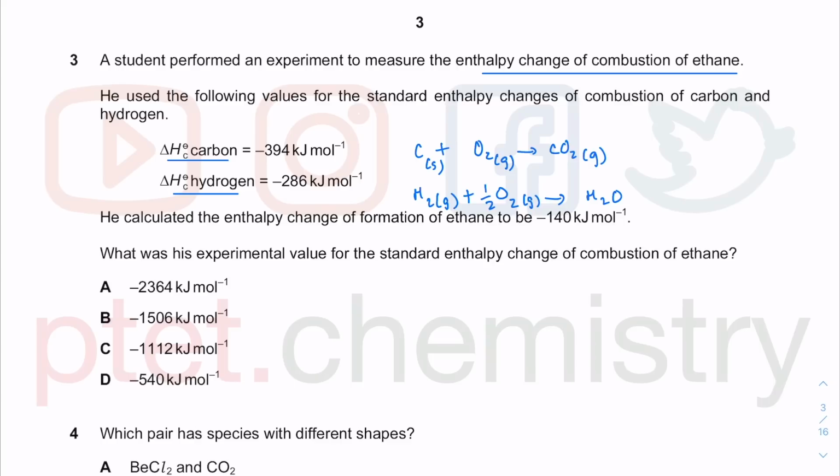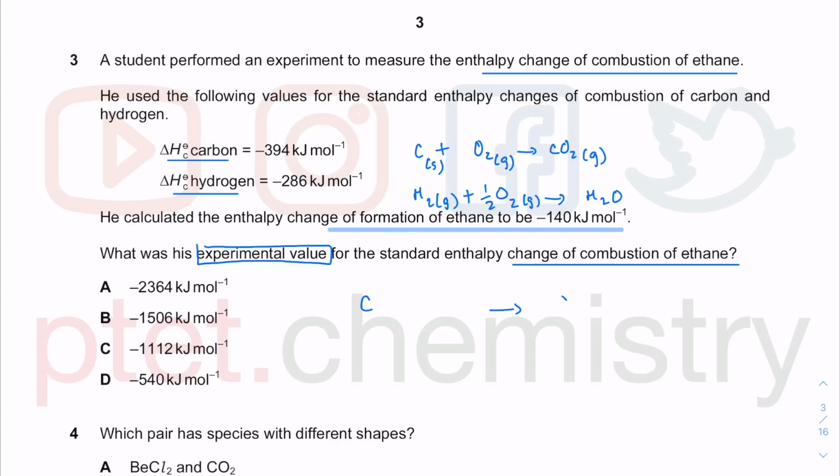Now, this student calculated the enthalpy change of formation of ethane to be minus 140 kJ per mole. What do you want? You want the student's experimental value for the enthalpy change of combustion of ethane. If I write an equation for this, I will have, let me think. So if we want combustion and we have 2 combustions, do I want to write a combustion equation or do I want to write a formation equation? Seems like a lot of my data is combustion, so perhaps I write a formation equation.